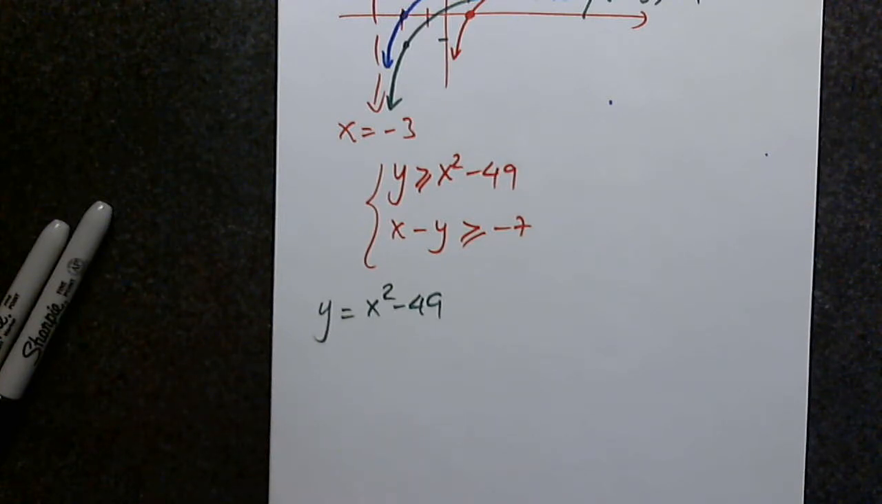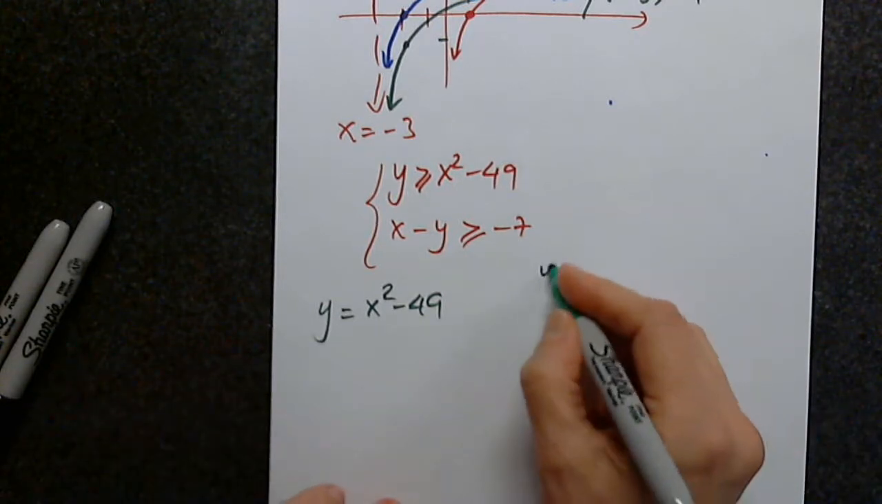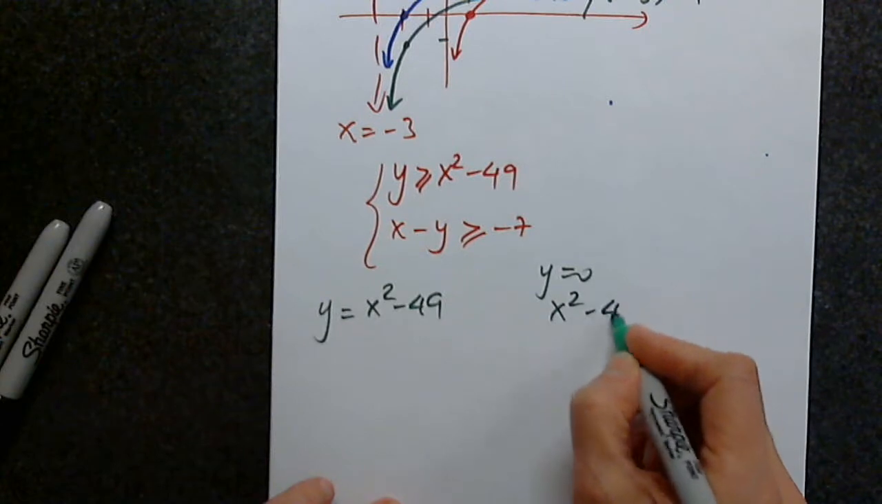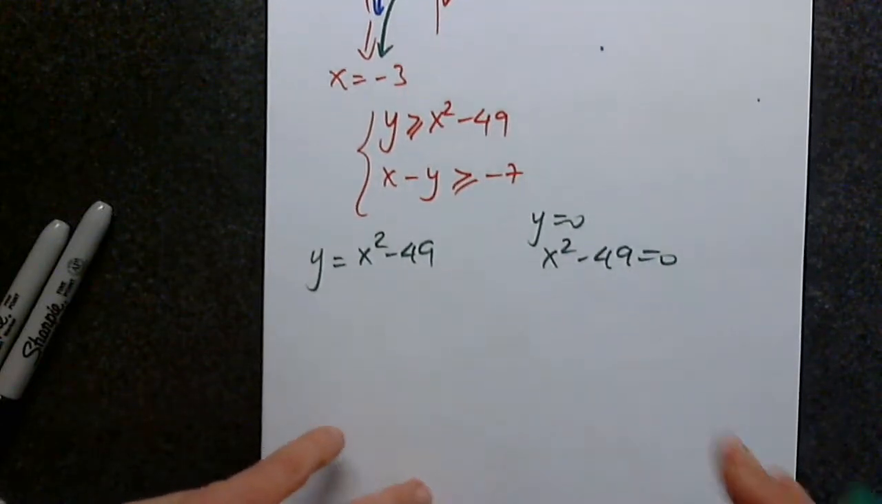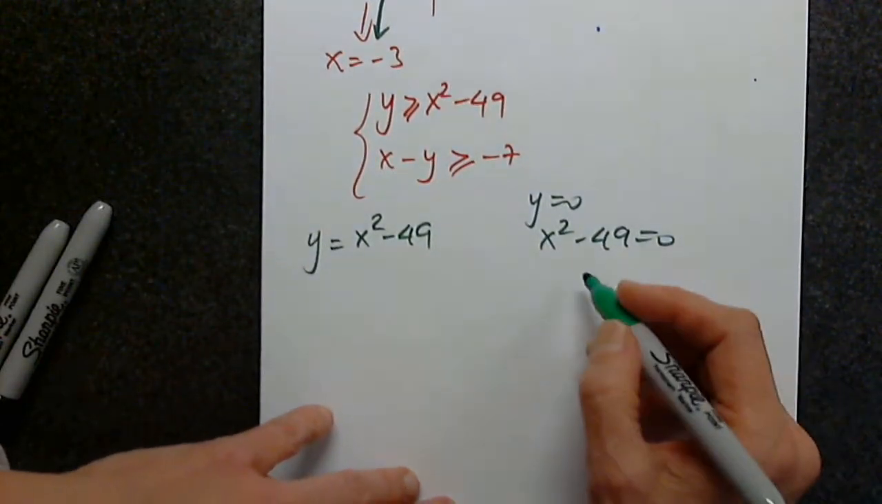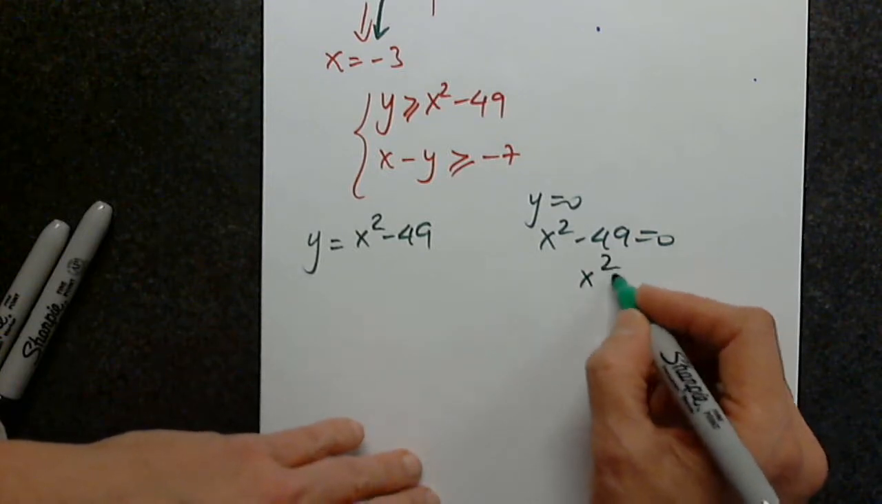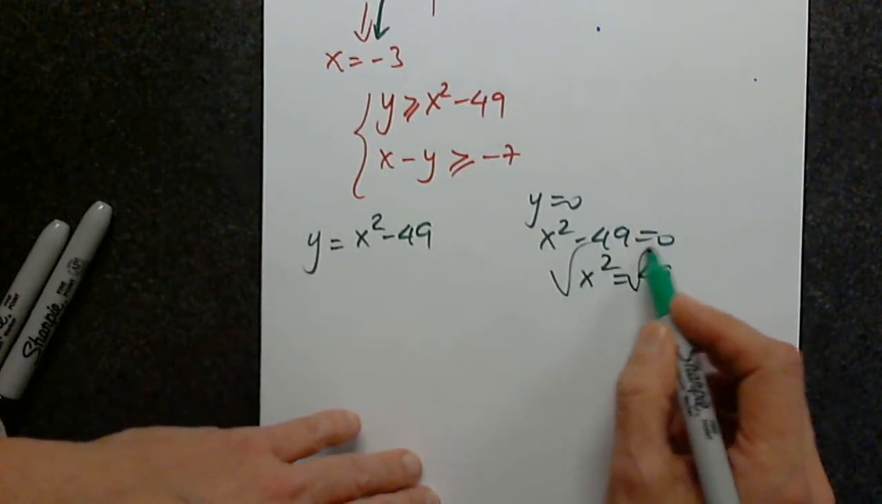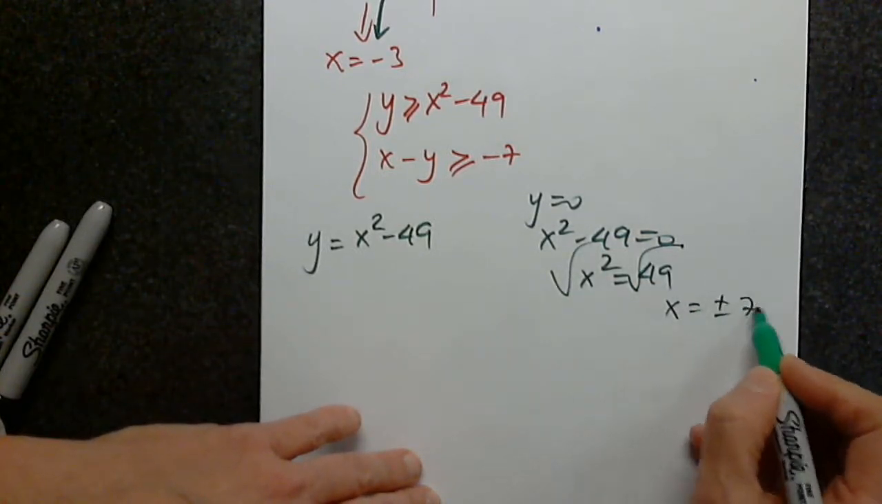Yes, it is a parabola. And where does it go? Down 49. Where will it cross the x-axis? I need those points. No problem. So I'm going to say y equals 0. x squared minus 49 equals 0. I know how to solve this. What do I do? Yes. Indeed, I take the square root, x equals plus or minus 7.